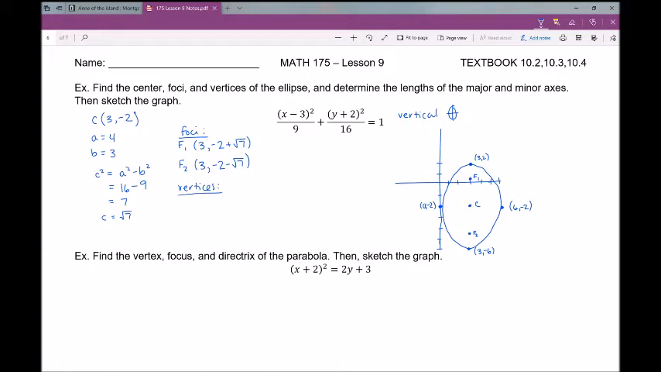So those are (3, 2), (3, -6), (0, -2), and (6, -2). So those are our vertices.